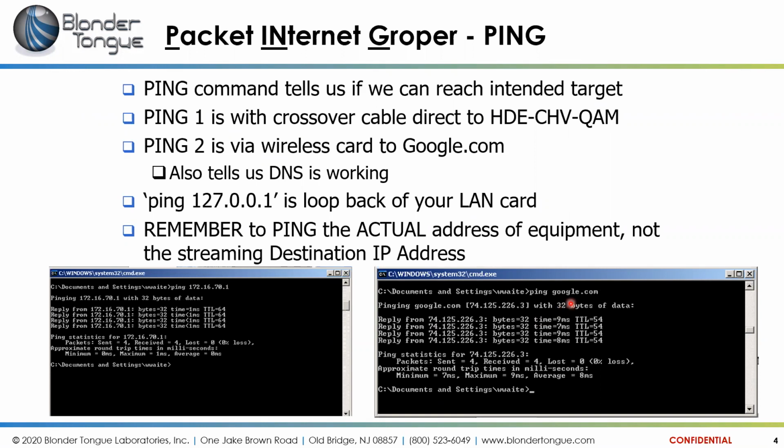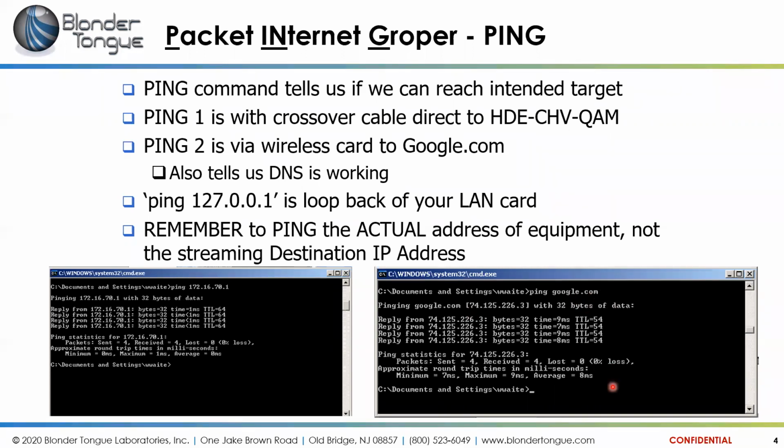Okay, here we can also ping, this is via my wireless card, to google.com, so we can punch in an internet name, and it will resolve that name. Google.com resolves to 74.125.226.3. So that tells me that my DNS, my domain name server, is working because it resolved Google.com to that 74 address, and then the ping worked out to it 4 times. Didn't lose any data.